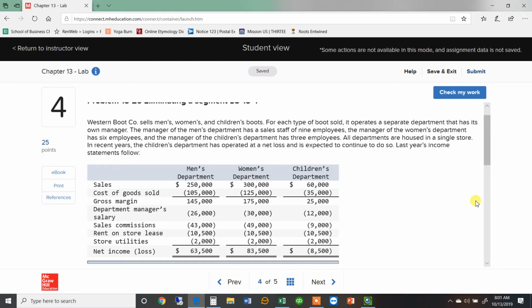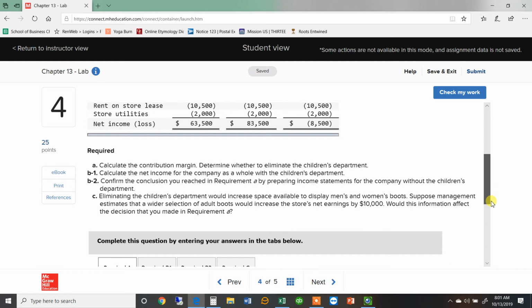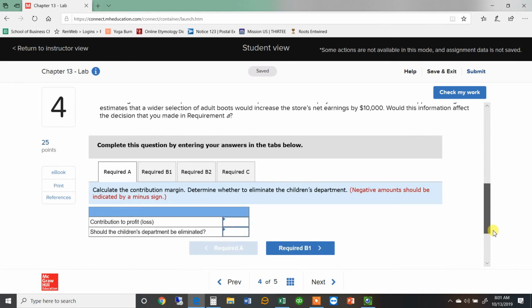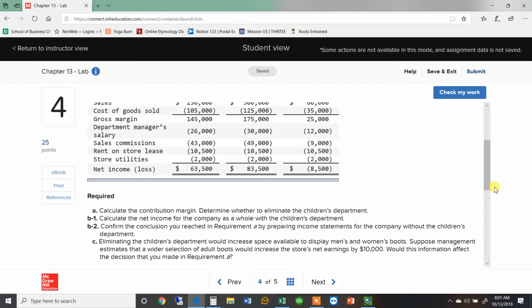Okay, so when I look down here, it says calculate the contribution margins. This one's actually broken up into 4 different parts. When they tell you to calculate the contribution margin, they want to know basically what would happen if we eliminated the children's department. That's what they're talking about with this contribution margin. Would we lose money or not by basically eliminating this children's department?